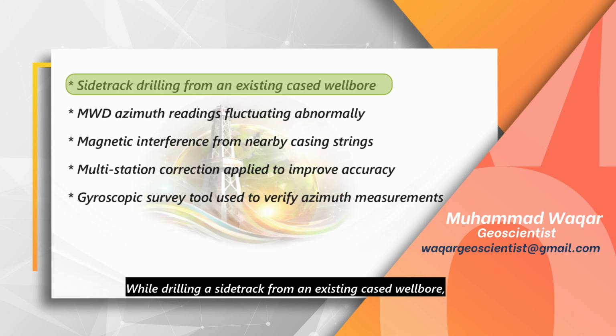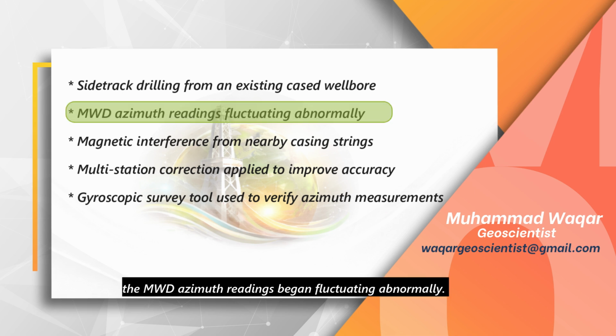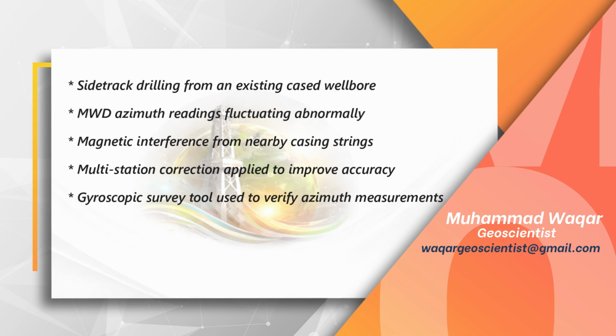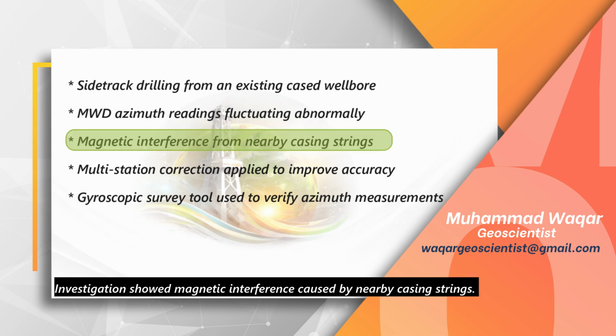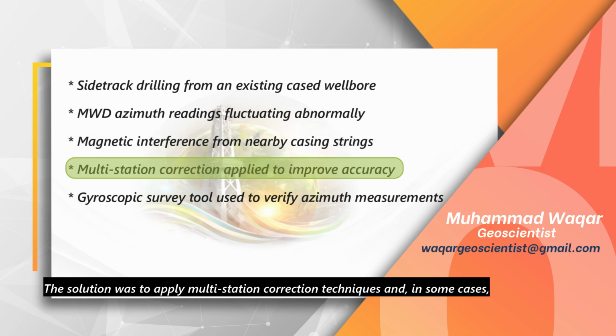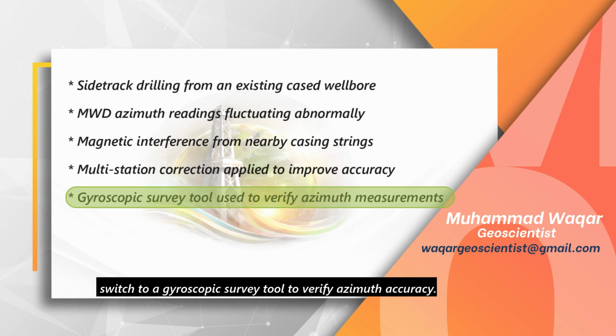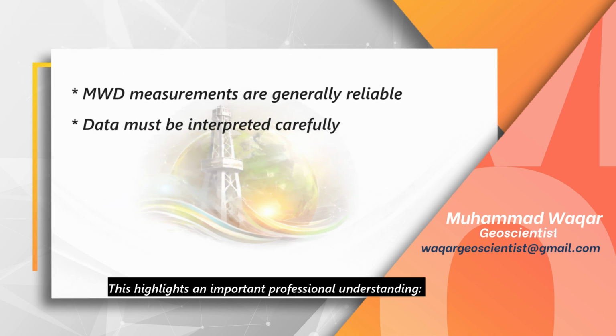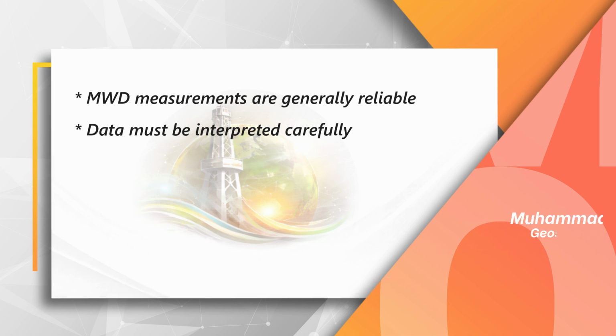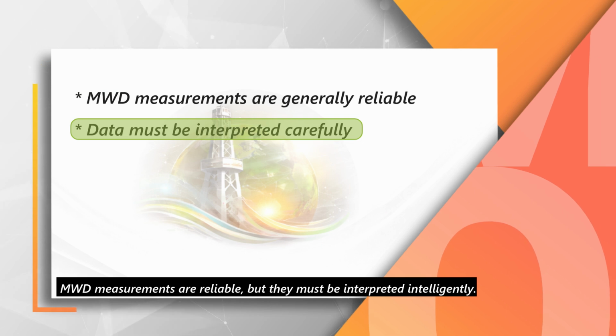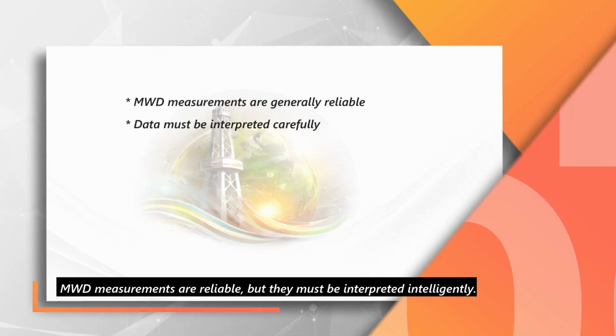While drilling a sidetrack from an existing cased wellbore, the MWD azimuth readings began fluctuating abnormally. Investigation showed magnetic interference caused by nearby casing strings. The solution was to apply multi-station correction techniques and, in some cases, switch to a gyroscopic survey tool to verify azimuth accuracy. This highlights an important professional understanding. MWD tools are reliable, but they must be interpreted intelligently.